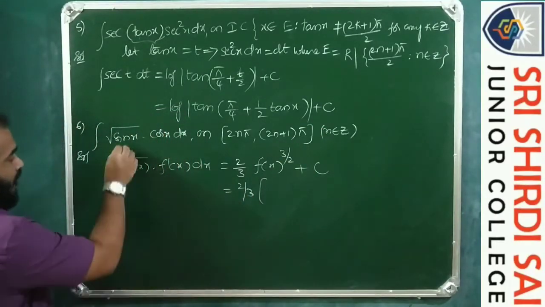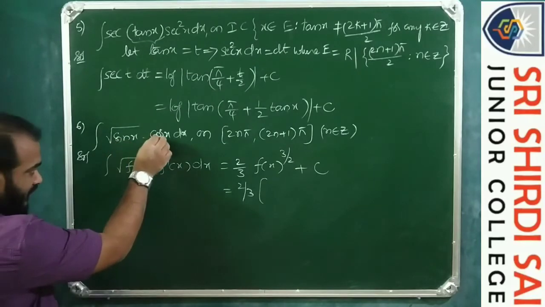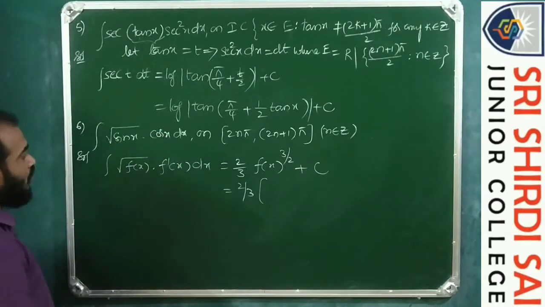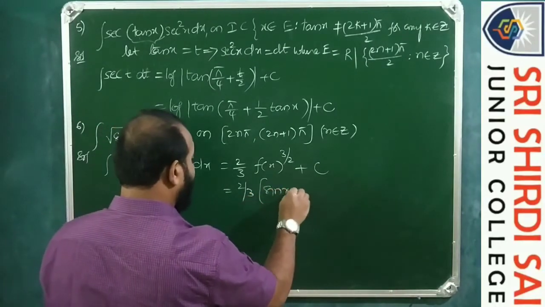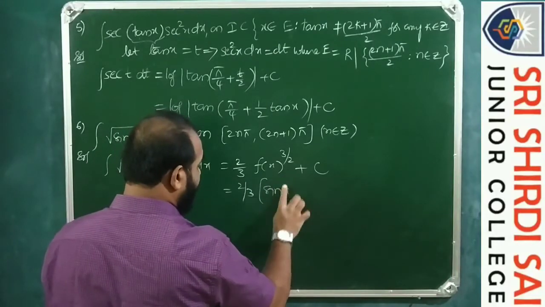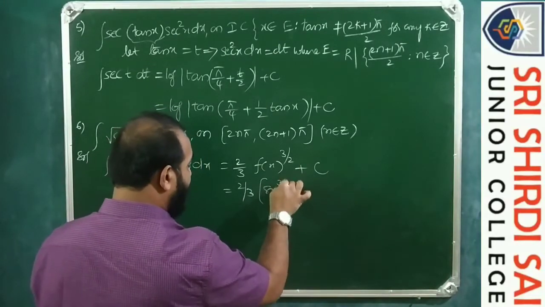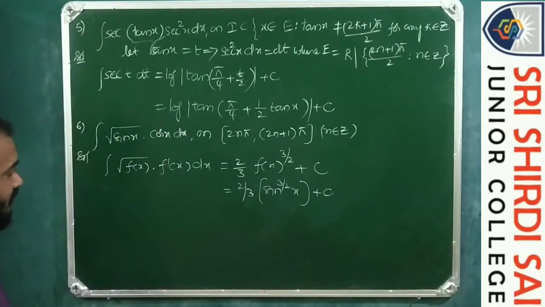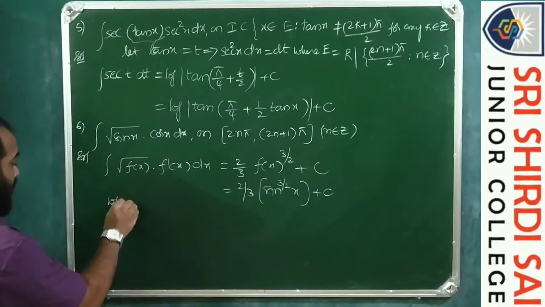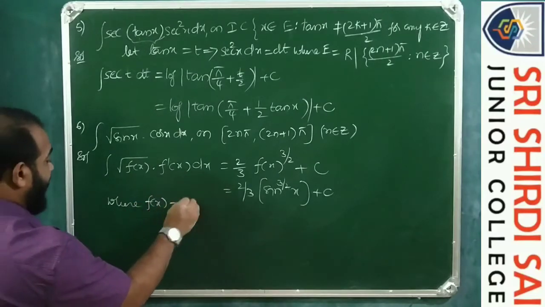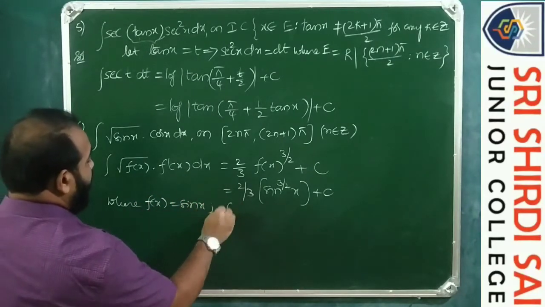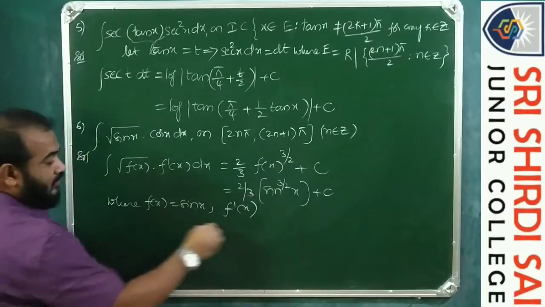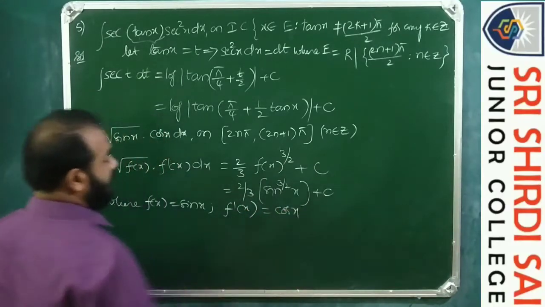Here f of x is sin x and f dash x is its derivative, which is cos x. So the answer is 2 by 3 sin x whole power 3 by 2, that is sin power 3 by 2 x, plus constant of integration c, where f of x is equal to sin x and f dash x is cos x.